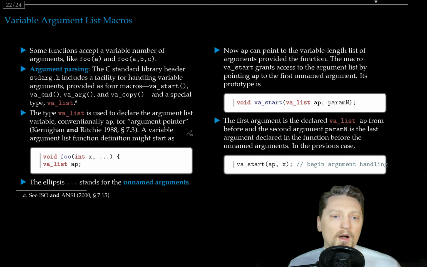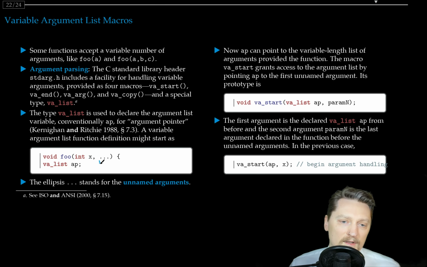A variable argument list definition might start as void being the return type, foo, int x, comma, and then we get the ellipsis. And then we start our function. And the first statement in the function is va_list ap. The ellipsis stands for the unnamed arguments.